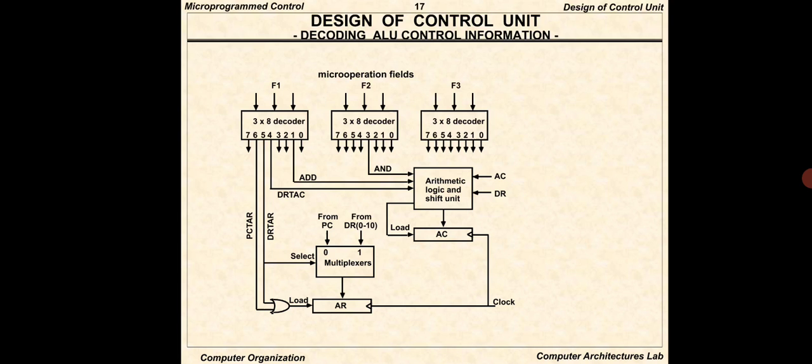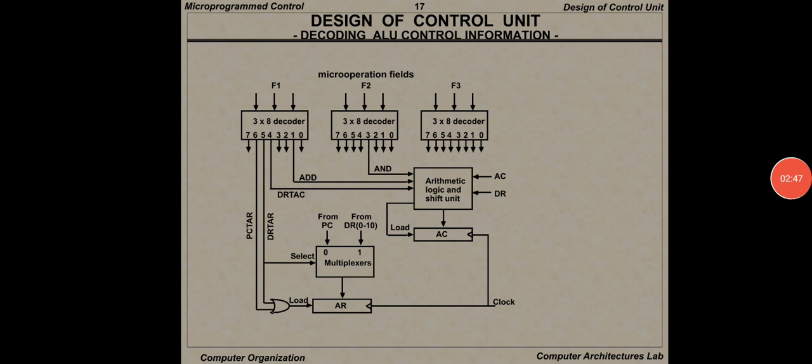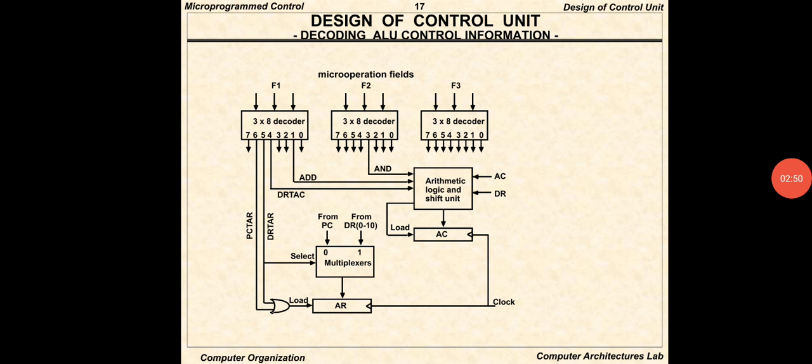What happens here when this particular selection value is 0 or 1? If you look at this multiplexer, I am having one selection line, so it is nothing but a 2 by 1 multiplexer. Based upon my selection value, if the selection value is 0, then the program counter value will be moved to the address register. If my selection value is 1, then the data register value will move to the address register. So the address register value will be stored based upon that.